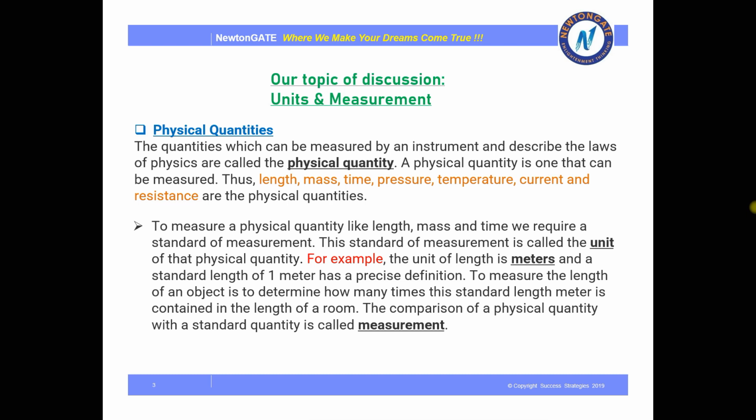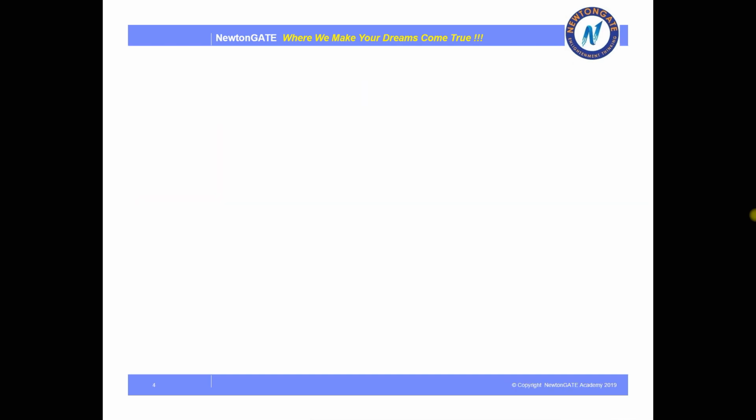To measure the length of an object is to determine how many times this standard length, the meter, is contained in the length of a room. The comparison of a physical quantity with a standard quantity is called measurement. This standard of measurement is called the unit of the physical quantity, for example the meter for length. Let's move to the next slide.